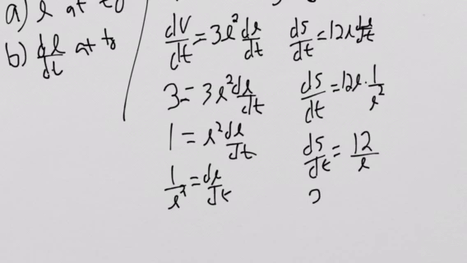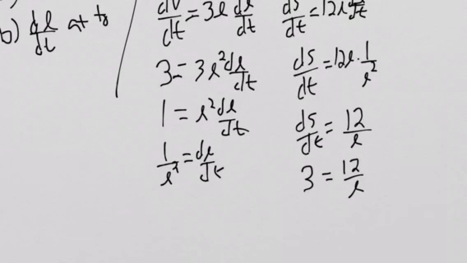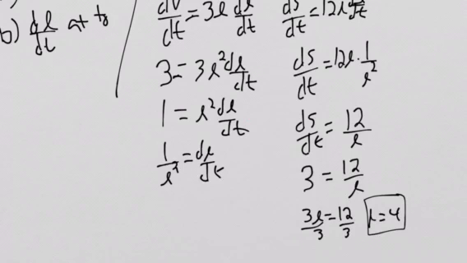But then we already know what dS/dt is. We know it's 3 because it has to be equal to dV/dt. So we get 3 equals 12 over L. So then L is going to have to be 4 because 12 divided by 4 is 3. But if you really want to do the algebra, you can say 3L equals 12, multiply the L over, and then divide by 3, get L equals 4. So when dV/dt and dS/dt are both equal to 3, the length of the cube must be 4 by this algebra we just did. That's part A.